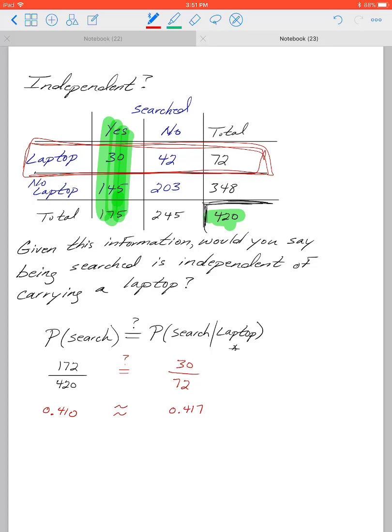So I'm going to leave this with a close to independent as a yes. But know that it really depends on how strict we're being. Technically, there is some difference there at a thousandth of a point there.